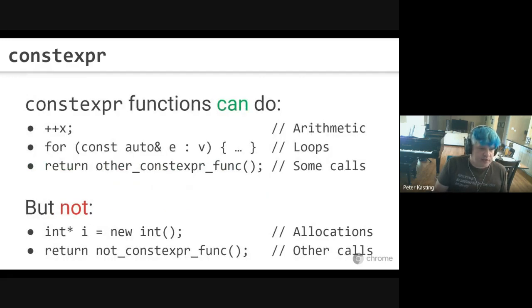What can you do in a constexpr function? Well, you can do stuff like arithmetic and control flow. You can even call other constexpr functions. But what you cannot do is allocate memory, and you can't call non-constexpr stuff. And it turns out non-constexpr stuff covers a surprising amount of the STL, especially in C++14.